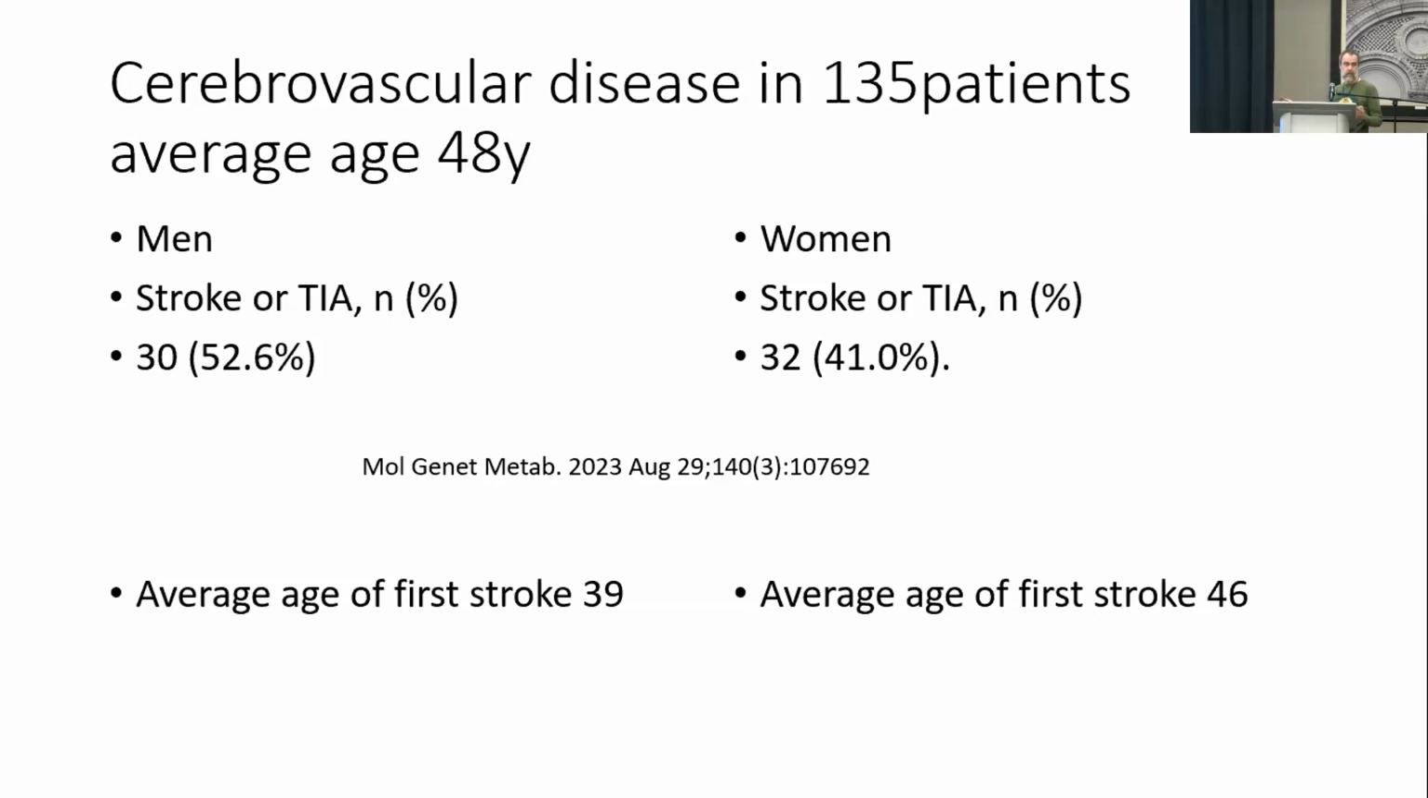This is the best numbers that I have seen as far as getting people at a stage in life where we would have most reliable. The bottom two are from a different study, and they are looking at the age at which the first event happened. And obviously that's pretty young. Men in their 30s, women in their mid 40s. So we need to pay attention to that.